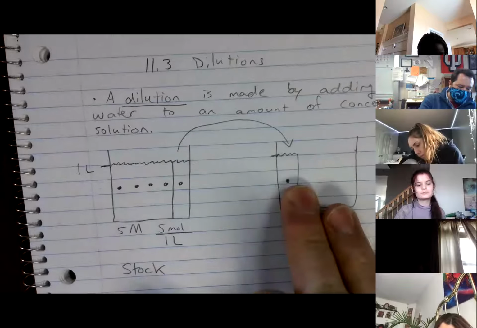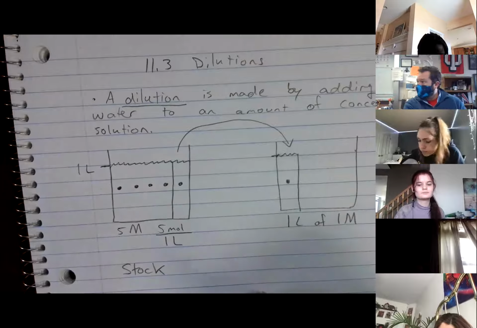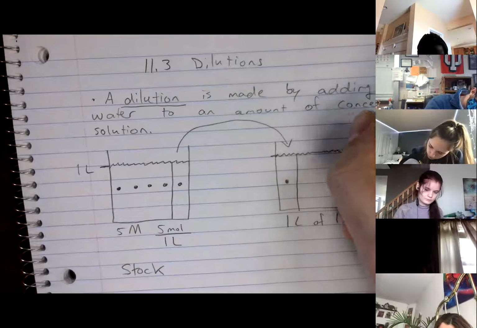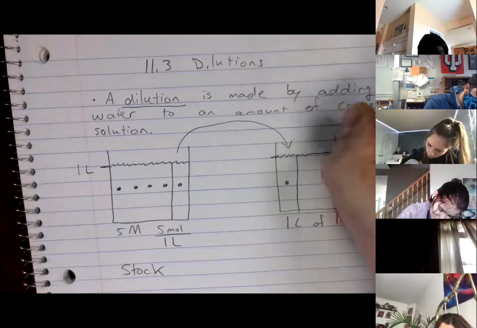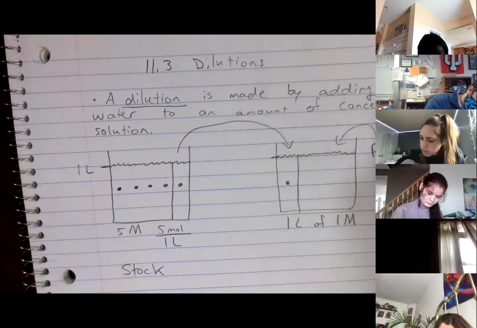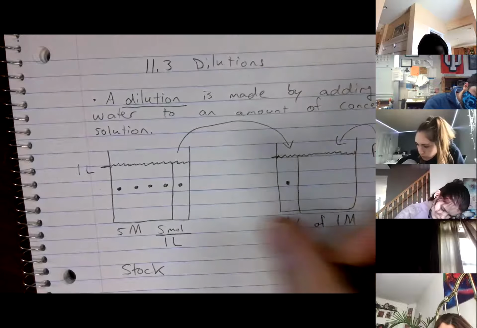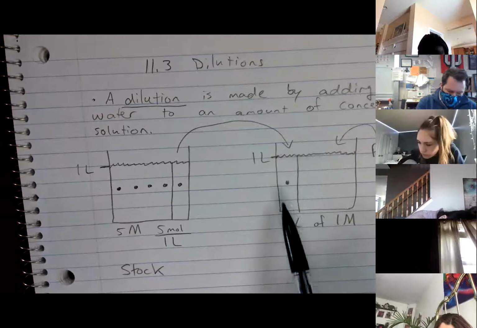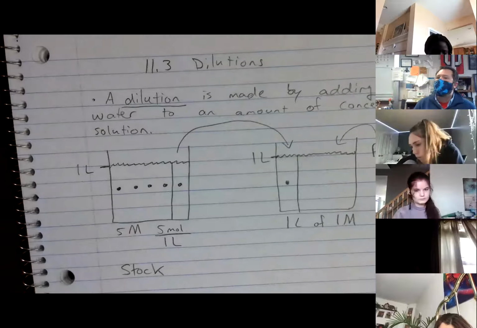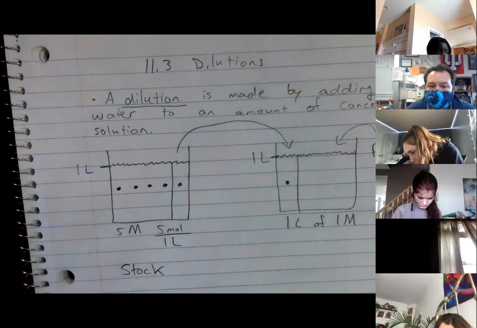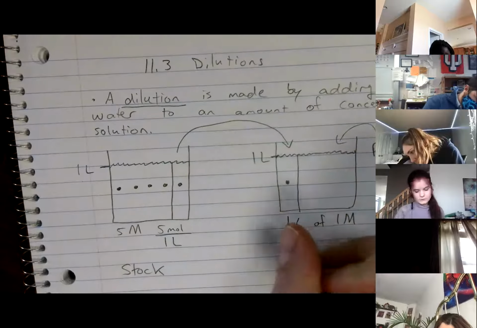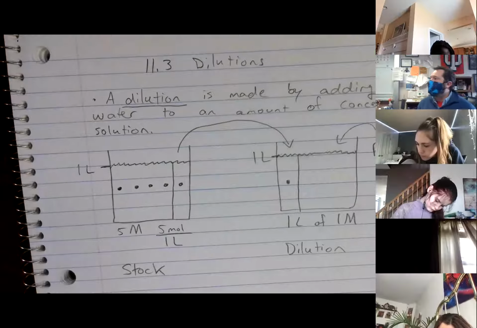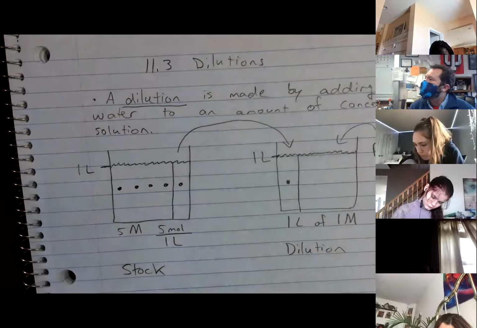Now that I've got my stock over here, I got my 1 mole, I've got my stock. Now I need to fill up the rest of this with pure water. Get that to 1 liter. Now I'd have my 1 mole per liter. My 1 molar, we'll call this one a dilution. My 1 molar dilution. So that's the concept.